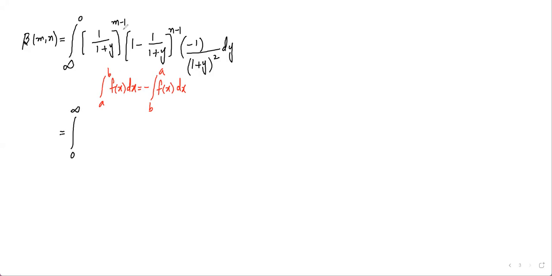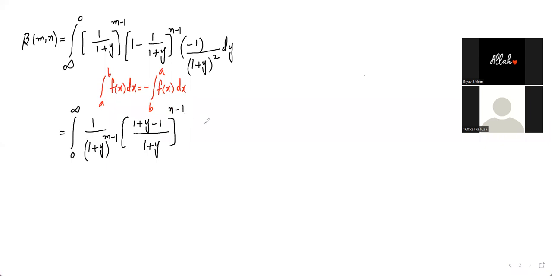Okay, and 1 to the power of m minus 1 means 1 only, and the denominator will be the same, 1 plus y whole to the power of m minus 1. Okay, and then if I am taking the LCM here, the LCM will be 1 plus y. Then you get the same thing, 1 plus y, and this is minus 1, and the whole power is n minus 1 here, into the minus already swapped, 1 by 1 plus y whole square, into dy.